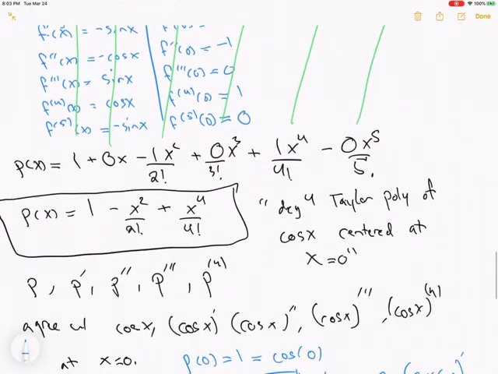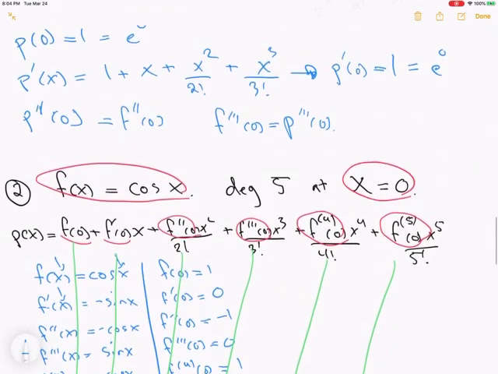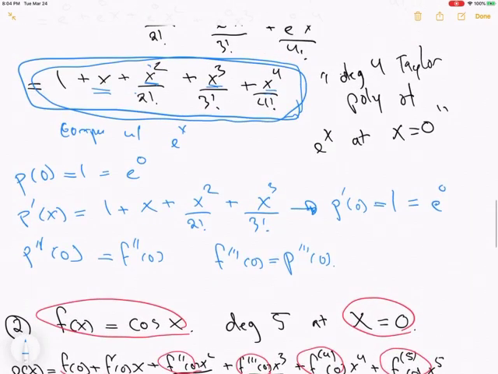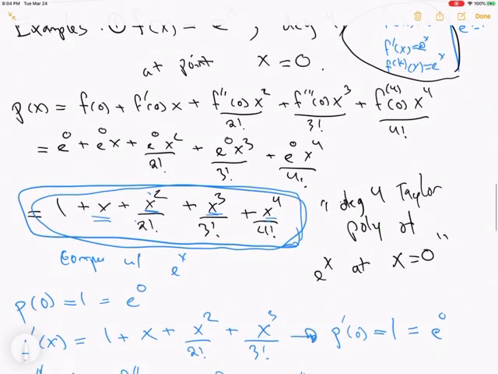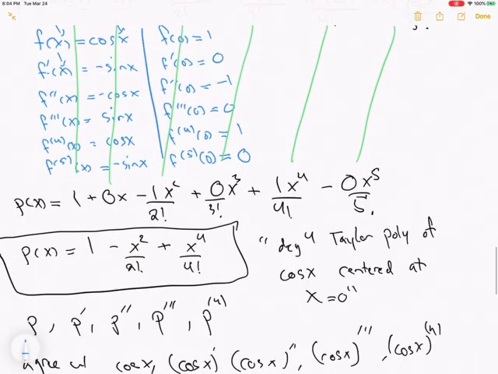So these are two examples of Taylor polynomials. The Taylor polynomial for the exponential function looks like this, and the Taylor polynomial for cosine looks like this.